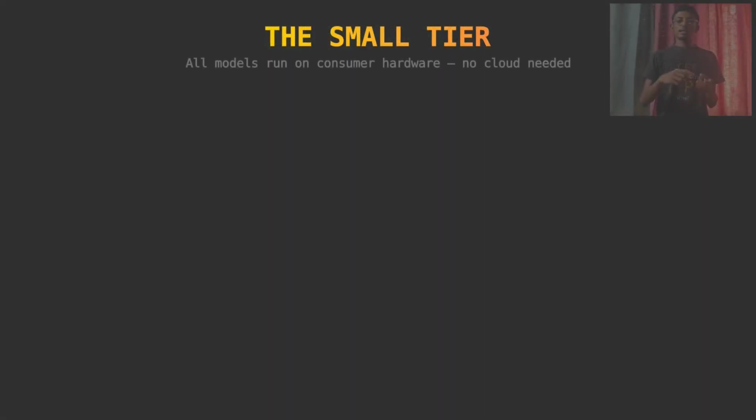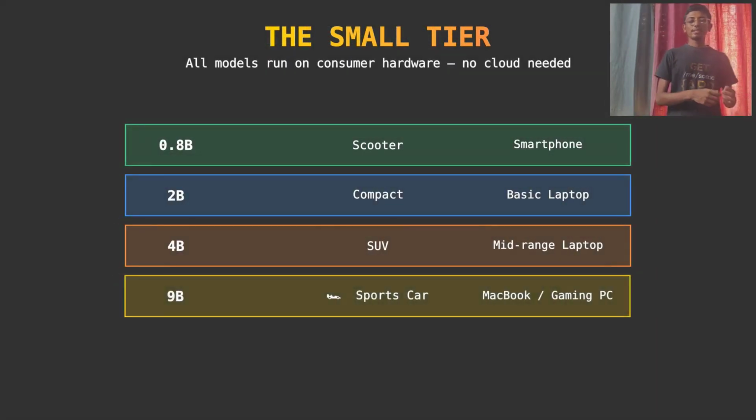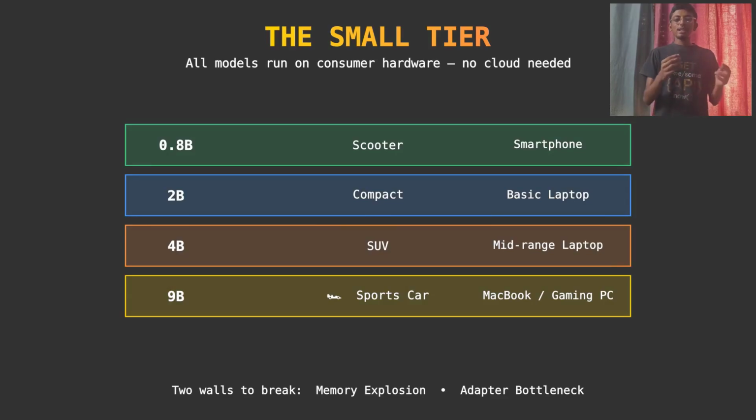Think of the four models like cars. The 0.8B is a scooter for your phone, fast and light. The 2B is a compact car. The 4B, that's 4 billion, is an SUV. And the 9 billion is a sports car that still fits in your garage, a Mazda Miata if you will. Instead of your garage, it's going to be in your MacBook. Now, how can a phone-sized LLM read a 300-page PDF and process images natively without the slow translation layer? To answer that, we need to understand the two engineering walls.